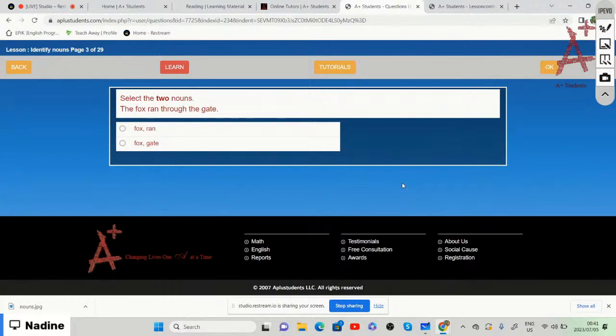The fox ran through the gate. We need to select two nouns. Is it fox and ran or fox and gate? We need to select the two words that are nouns. Option one, fox and ran, or option two, fox and gate.